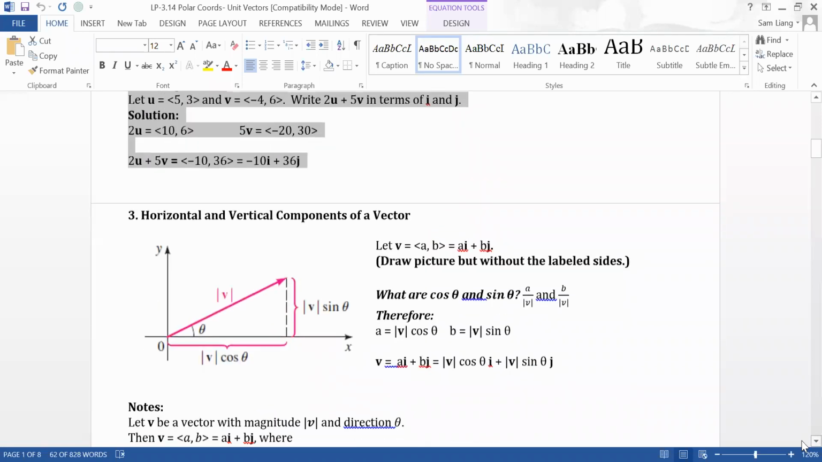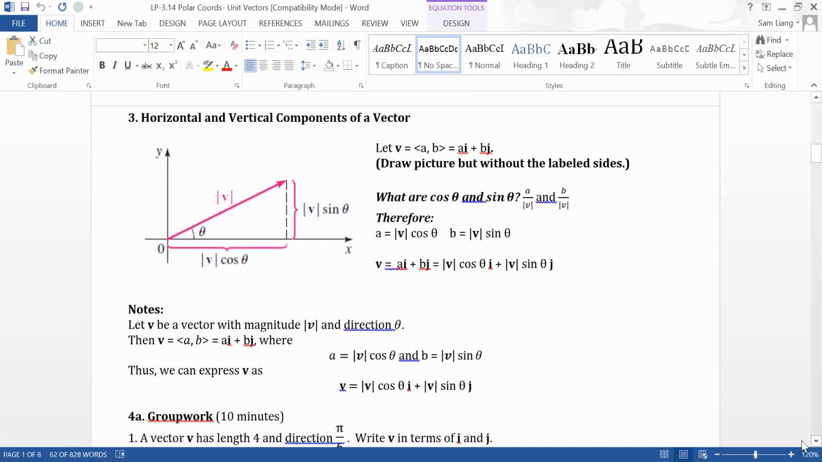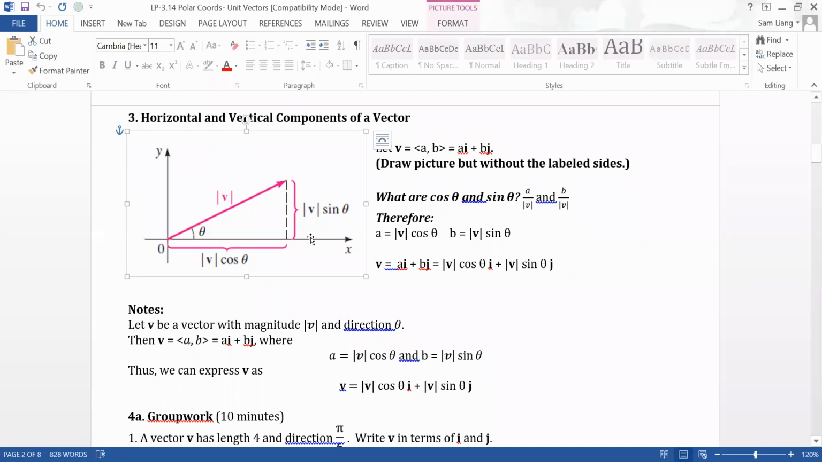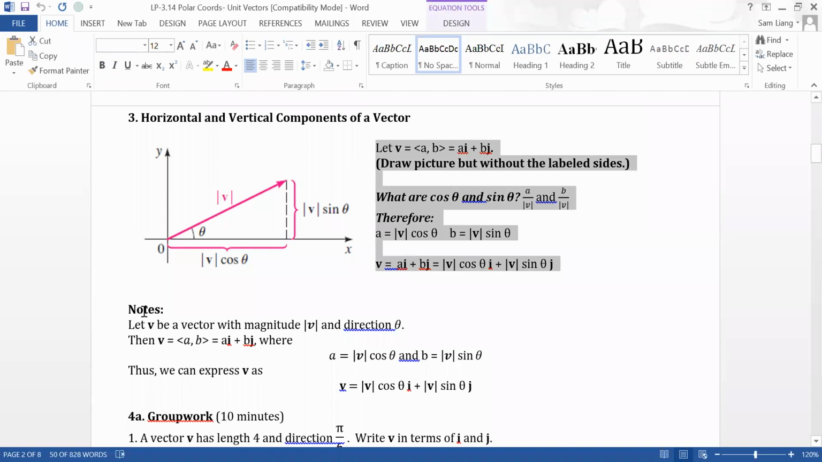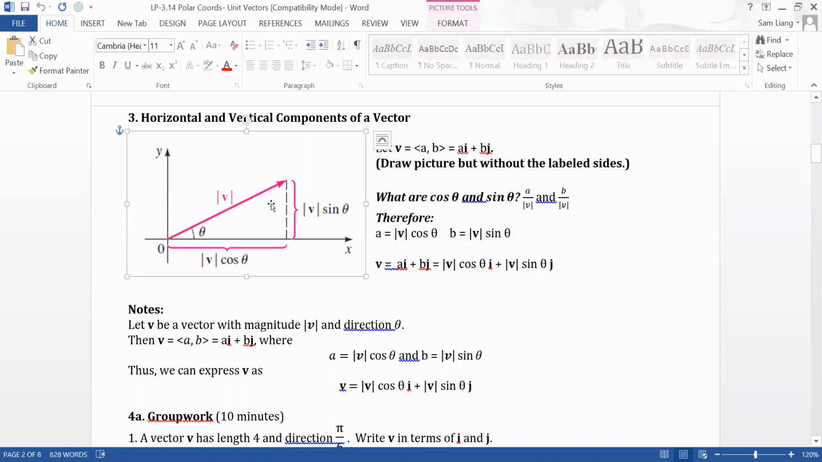Okay, next we're going to have a more robust, more versatile way to represent vectors. Namely, we're going to involve the angles now. So in your notes, I do want you to draw this diagram here. So here you have your x and y axes, you have magnitude v cosine theta, and magnitude v sine theta. And we let v be a general vector, ai plus bj. You don't have to copy this down, I'll tell you what to copy. It's just the notes right here, but do copy down the diagram.